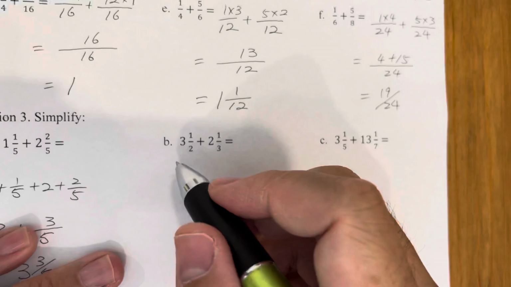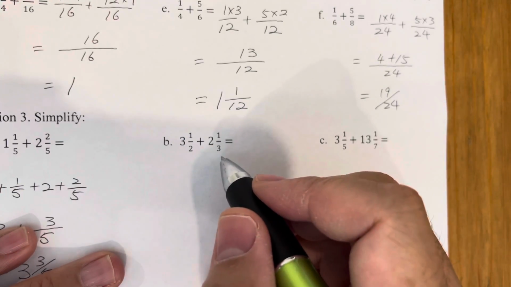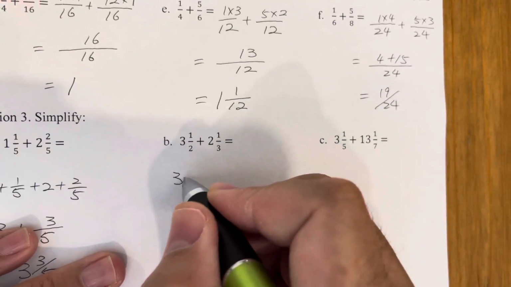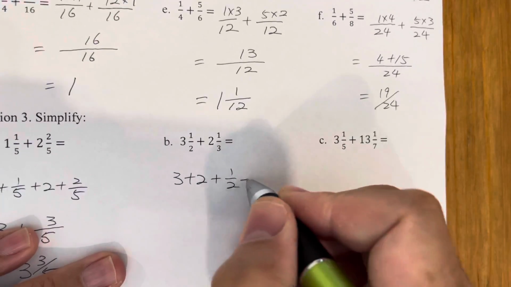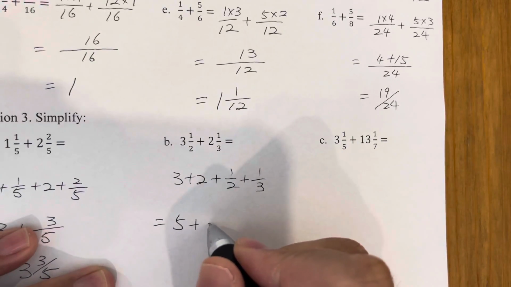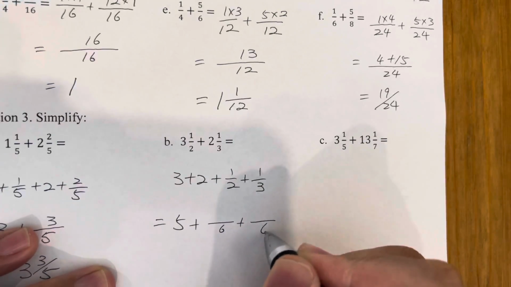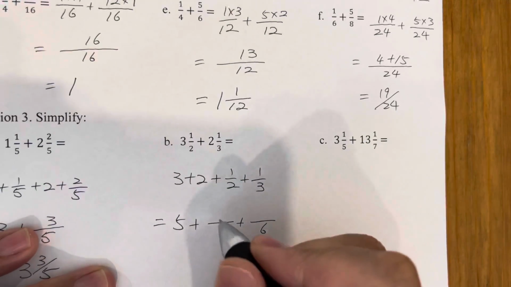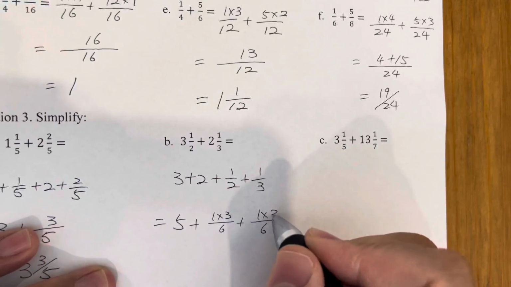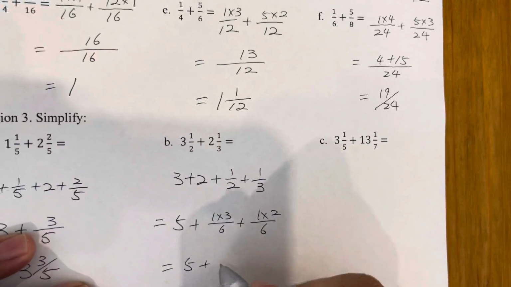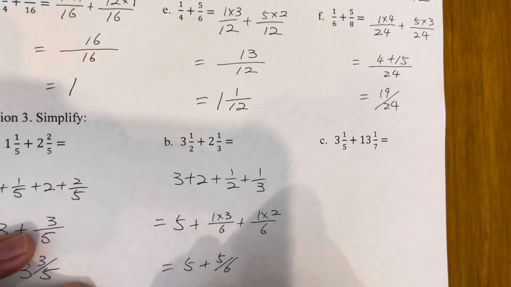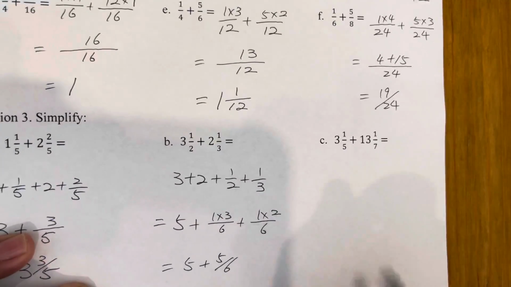B. 3 and 1/2 plus 2 and 1/3. Again, we add the whole numbers together. 3 plus 2. The common denominator is 6. 2 can fit into 6 3 times. 3 can fit into 6 twice. 3 plus 2 is 5/6. So it's 5 and 5/6.